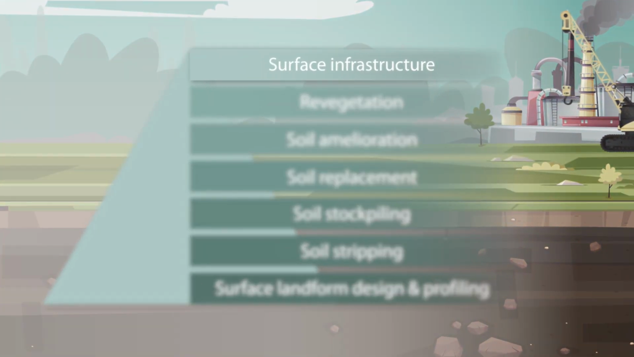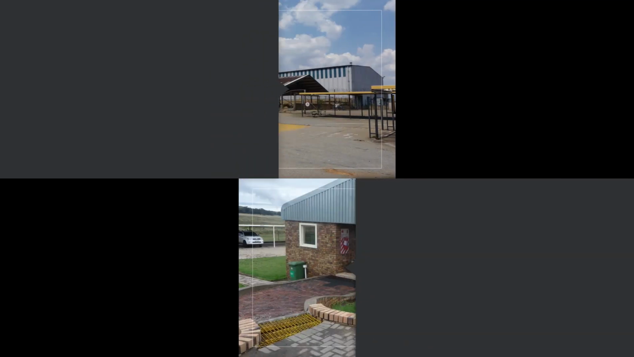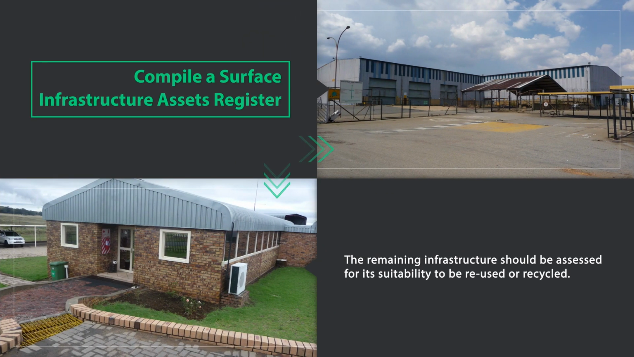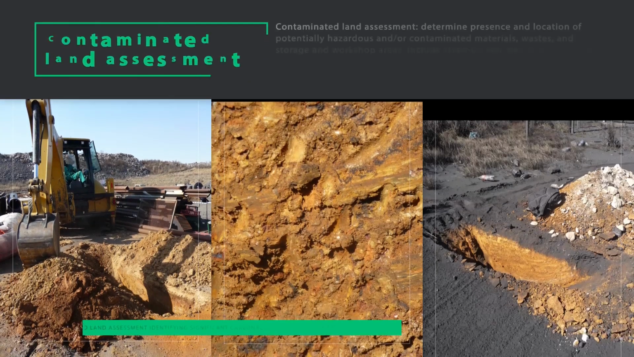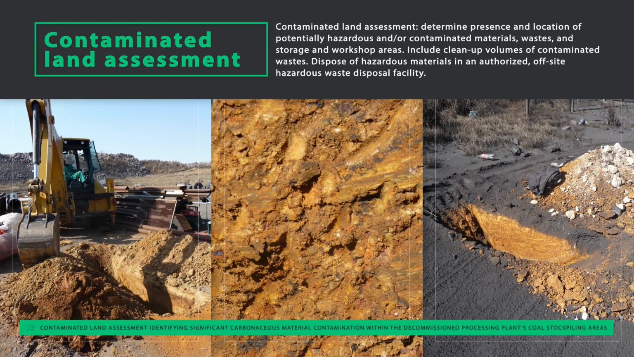Surface infrastructure. Actions include: compile a surface infrastructure assets register that clearly describes surface infrastructure items that 1. May have beneficial reuse potential for future land users, 2. Need to be decommissioned, demolished, and removed, or 3. Have salvage value on-site or off-site. Prior to reuse, removal, or demolition, all hazardous and coal-contaminated materials and areas must be made safe.